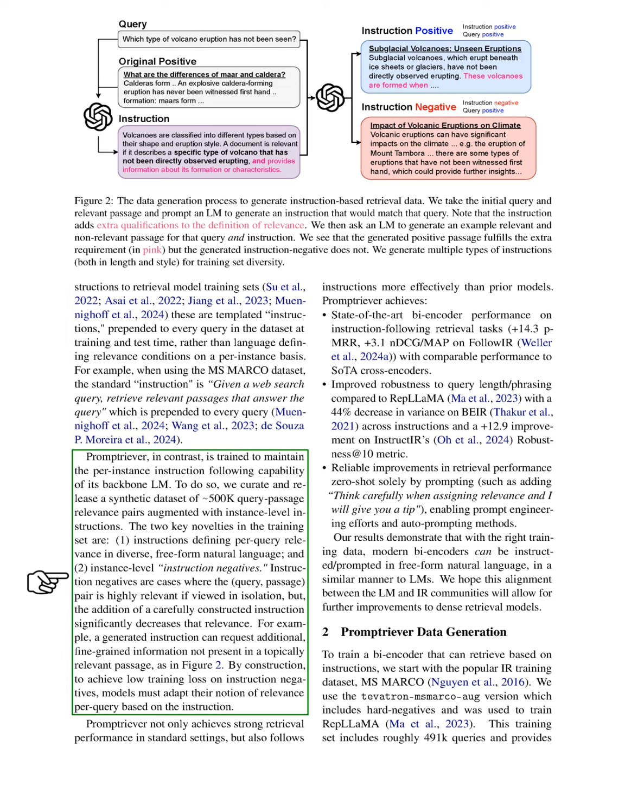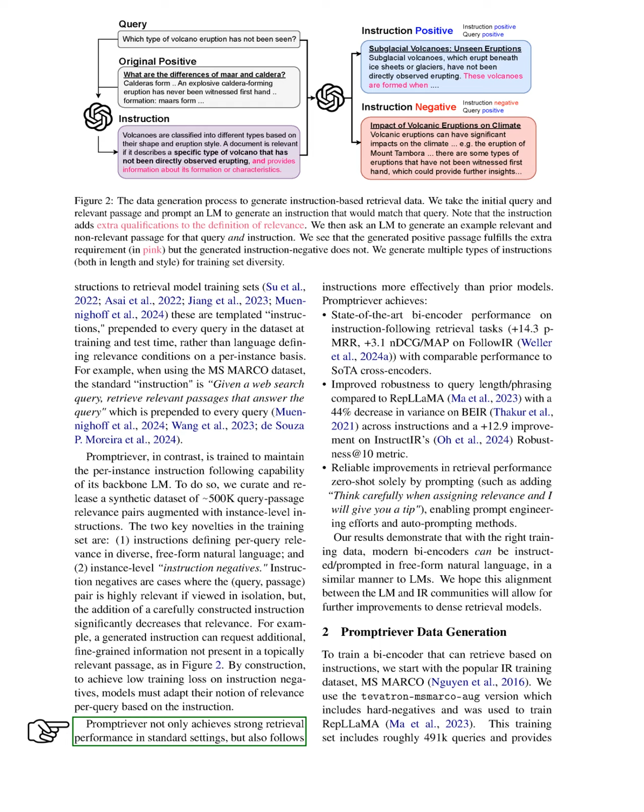The two main innovations in our training set are: 1. Instructions that define relevance in diverse, free-form language, and 2. Instance-level instruction negatives, where a query passage pair may seem relevant on its own, but a specific instruction reduces that relevance. For example, an instruction might ask for detailed information not found in a relevant passage. This design forces the model to adjust its understanding of relevance based on the instruction.